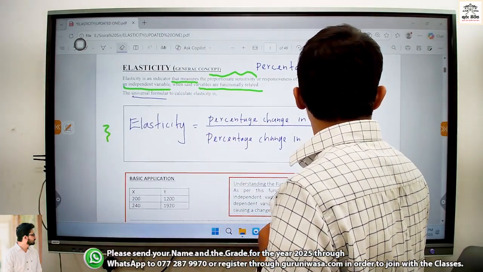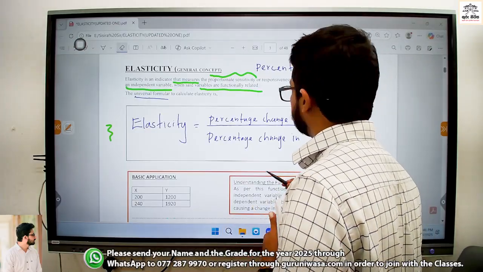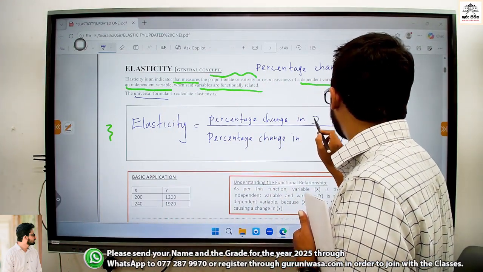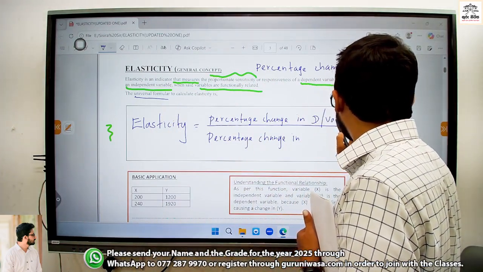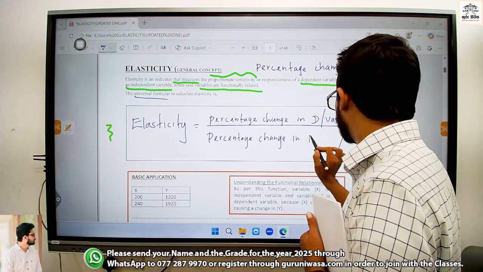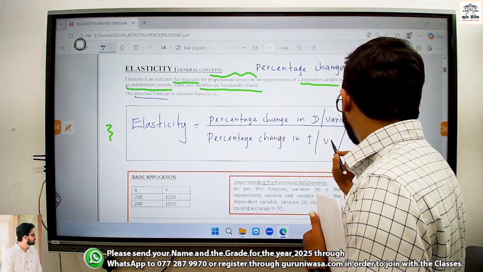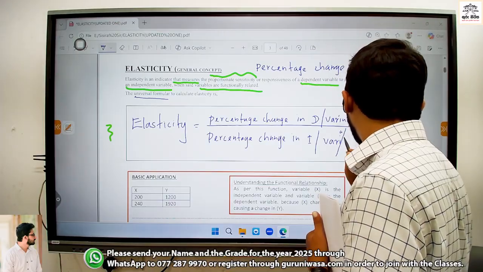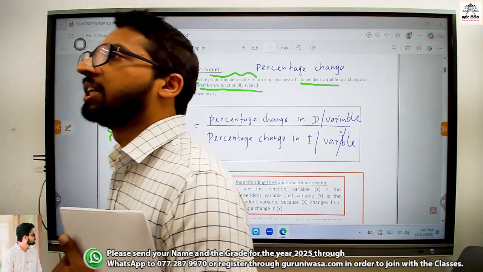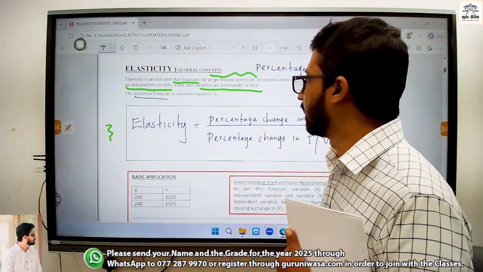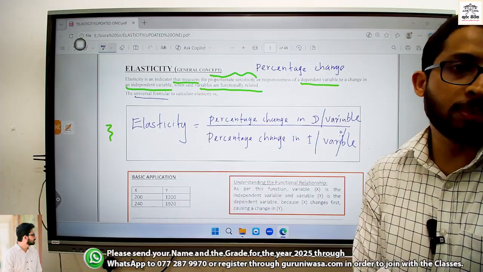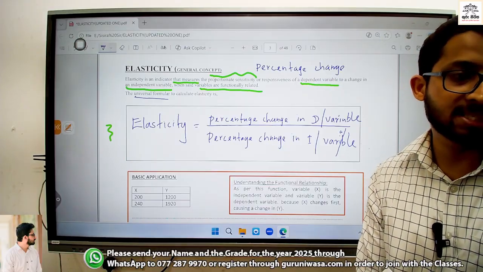Percentage change in dependent variable divided by percentage change in independent variable. This is the common equation for calculating elasticity.